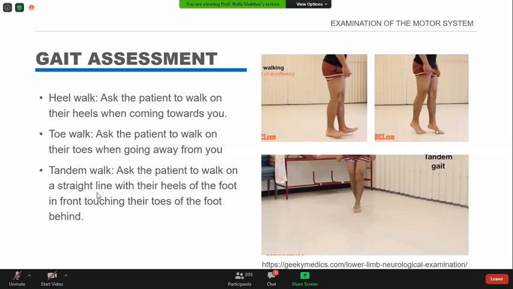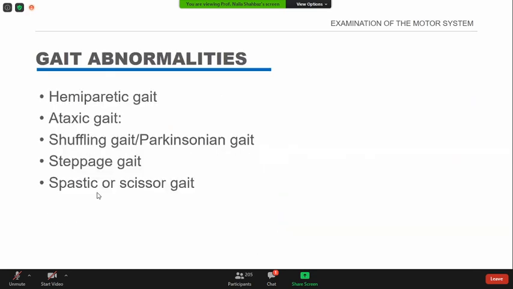Then you ask the patient to walk on toes when the patient is going away, so that you can appreciate that both heels are elevating at the same level. This checks for muscle weakness and also looks for S1 radiculopathy. Then you ask the patient to do tandem walking: walk on a straight line with the heel of the front foot touching the toes of the foot behind. This is how we do tandem walking. This detects cerebellar ataxia, and when the patient is ataxic, they will not be able to perform this.